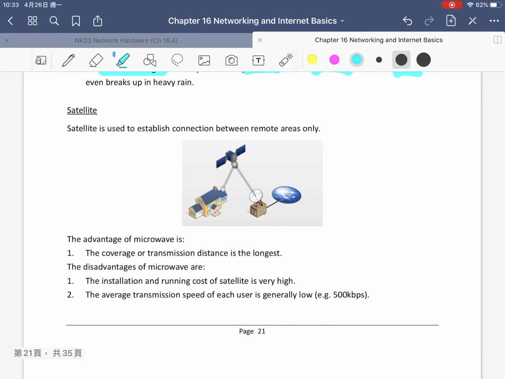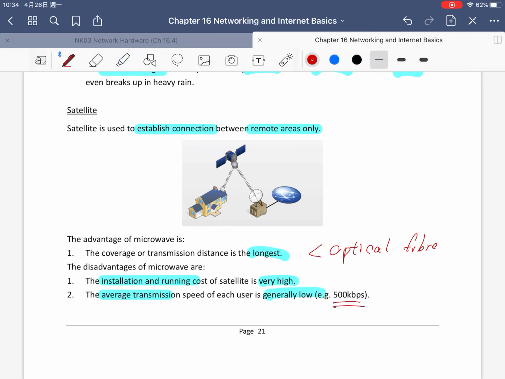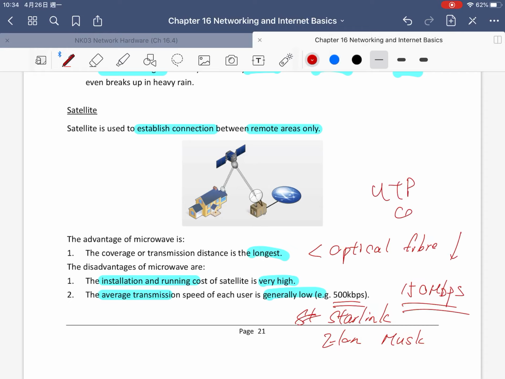And then the other one is the satellite. Satellite is used to establish communication between two remote areas. The coverage is very, very long, but it's still shorter than the optical fiber. The problem is the installation cost is very, very high, and average transmission distance is low. The latest standard, Starlink, provided by Elon Musk, the speed can be up to 100 megabit per second, which is still less than a UTV cable.